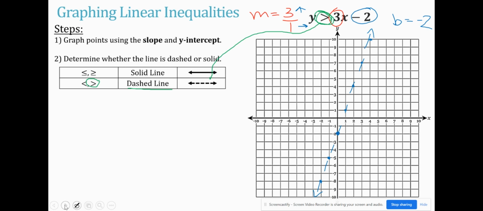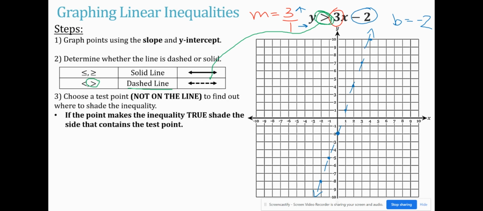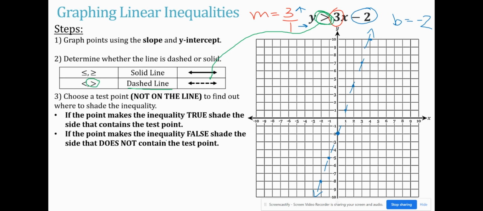So we're almost there, but in our example, we saw a shaded region, and we need to decide where we're going to shade. Okay, so to find out where to shade the line, we're going to choose a test point, and it can be any point not on the line. If we pick a test point on the line, it's not going to give us any information because we need to know where we need to shade on one side or the other side of the line. So if the point makes the inequality true, we're going to shade that side of the line that contains that test point. If it makes it false, we're going to shade the other side of the line that does not contain that test point. So you'll see what I mean when we do an example.